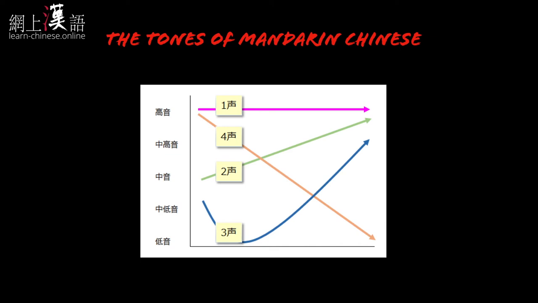Note that if a syllable is followed by another syllable, the third tone stays low without going up. Ma li. This is because it is not easy to rise up and to follow with another syllable. Ma li. This is not fluid.